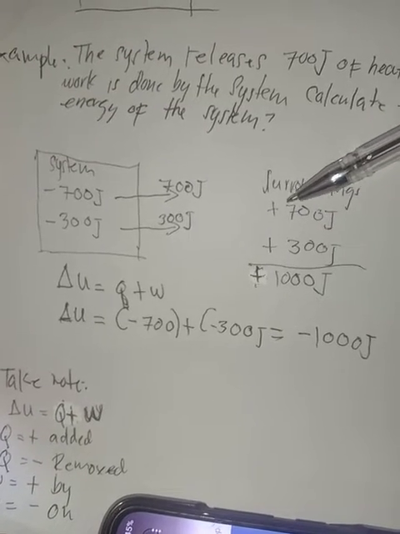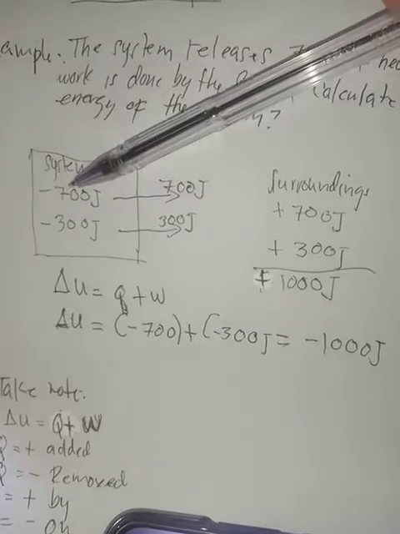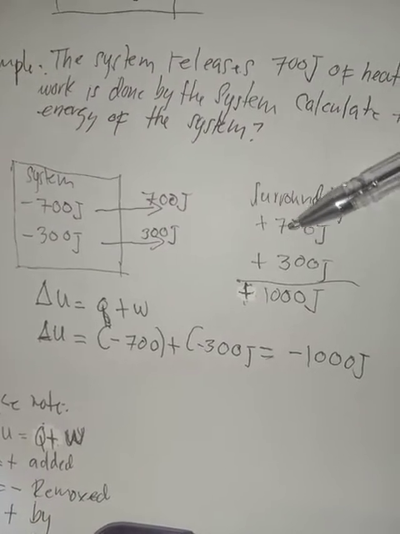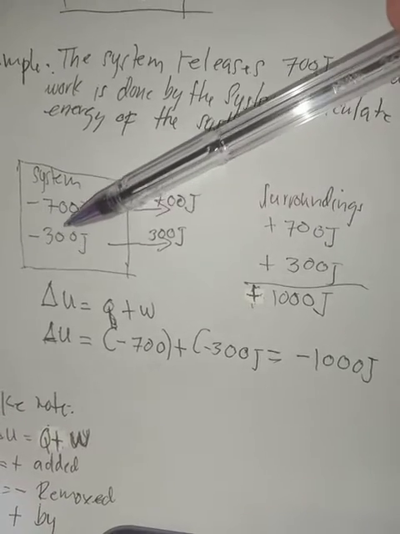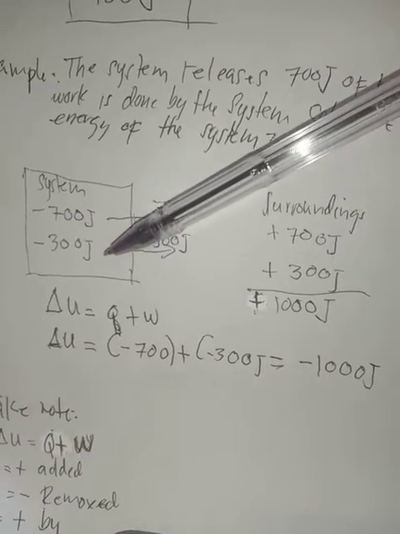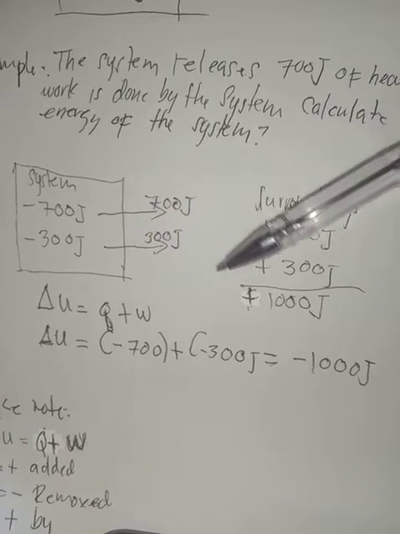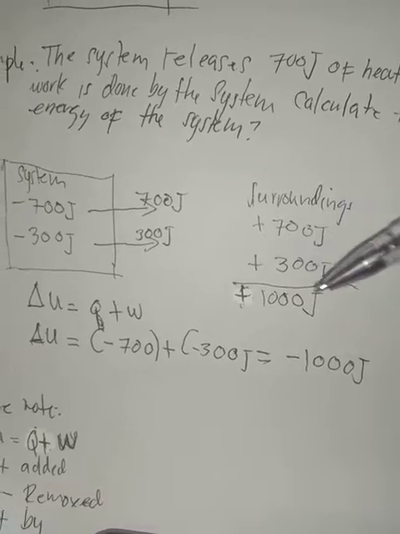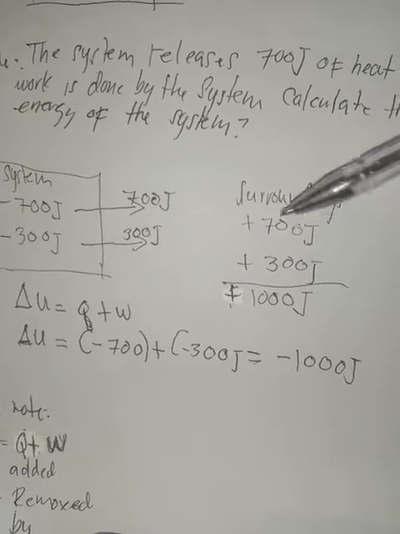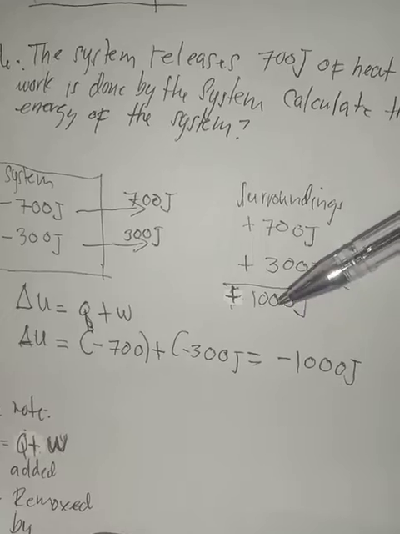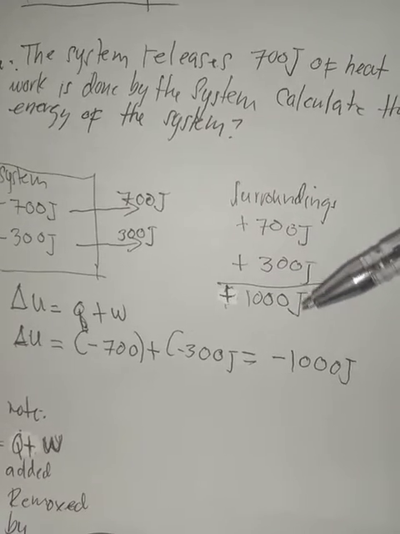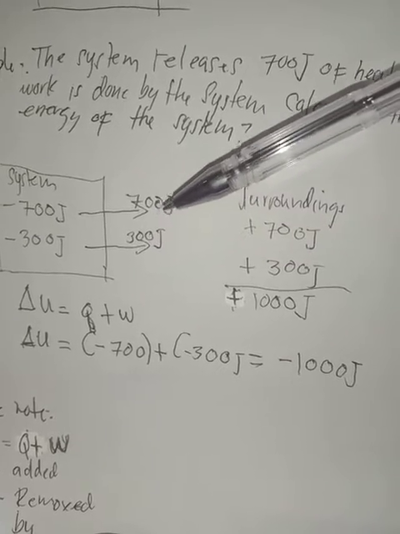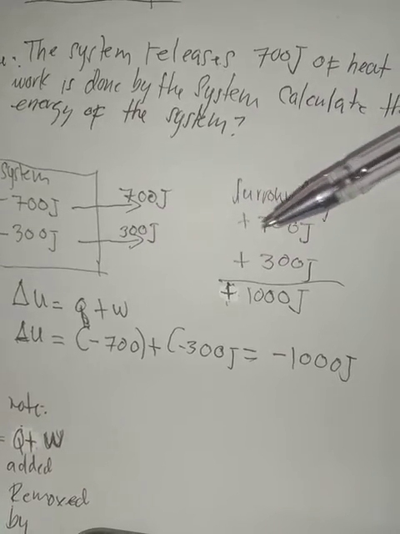The negative 700 joules going outside is why the surrounding is positive. And the 300 negative joules from the system going out to the surrounding has a positive sign. So in the surrounding we give the positive sign, because the energy or the work done on the surrounding is positive.